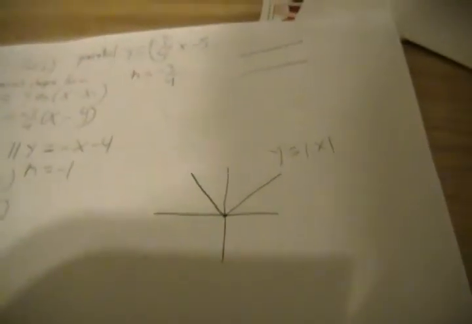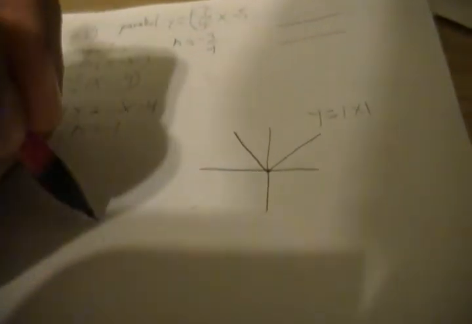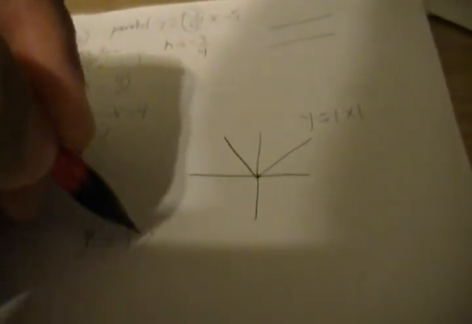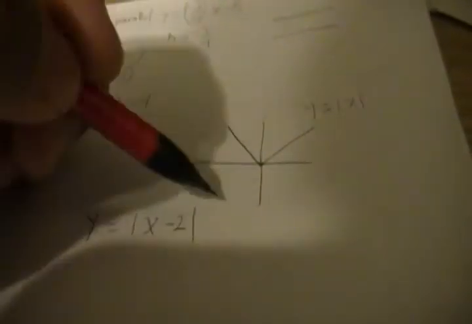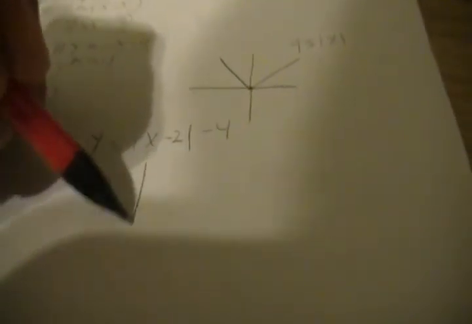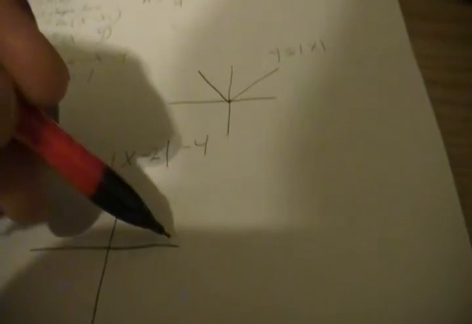Okay? So let's plug in some numbers. Let's take this equation, y equals the absolute value of x minus 2, minus 4. So we'll just draw a rough graph of this. What we want to do is plug in x and y values, so we're going to create a chart like so.